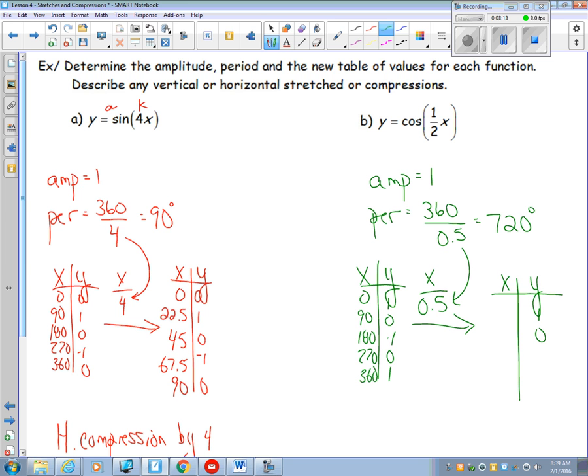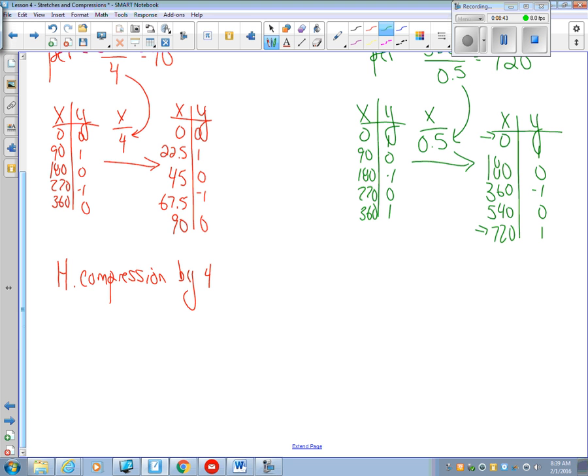Let's write those in now. 1, 0, negative 1, 0, 1. 0 divided by 0.5, still 0. 90 divided by 0.5 is actually 180. When you divide by 0.5, you're basically doubling, right? 180 divided by 0.5 is 360. 270 would be 540. And 360 becomes 720. And again, our starting point and our end point are 720 degrees apart, which matches our period. What would we say in words? We'd say this is a horizontal, sorry, not compression, a horizontal stretch by 2. Twice as big as it used to be.